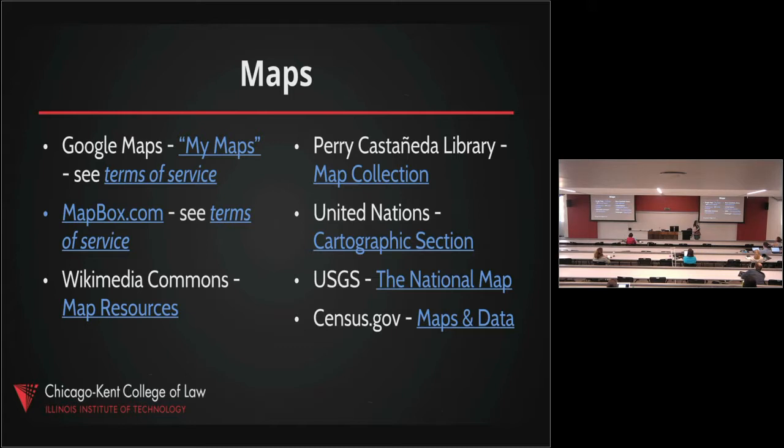Obviously, you do need to check the terms of service, because if you're trying to use that on a website, you're probably fine if you're embedding it. If you are trying to publish something from Google Maps in an academic article, you cannot claim copyright on that. So keep that in mind.